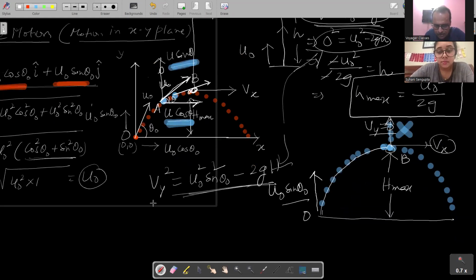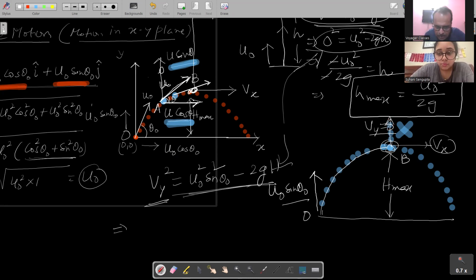Okay. Now what exactly do I do? This Vy is zero, sir, because at the topmost point there is no vertical motion. At that time the particle only has horizontal motion, then again it will come back to the ground. So at the topmost point, Vy, the vertical velocity of this particle, is zero.